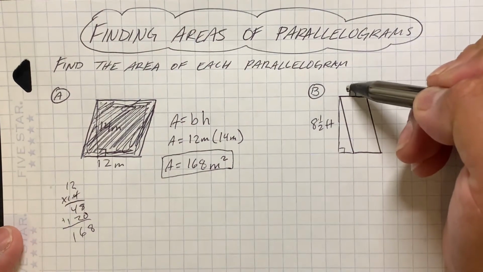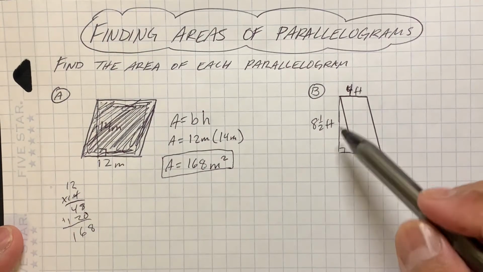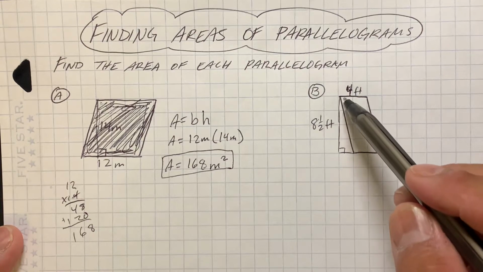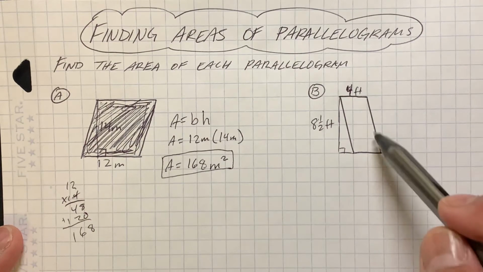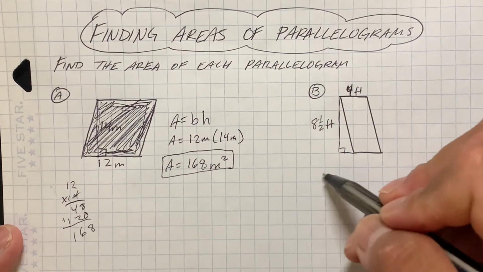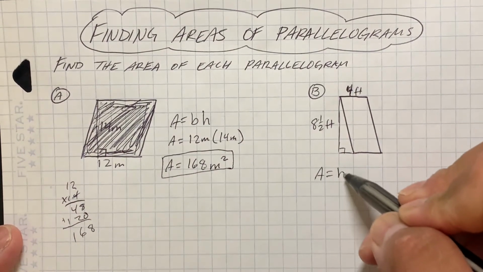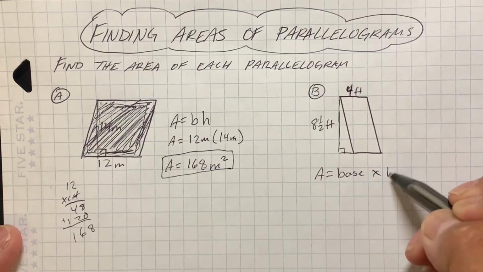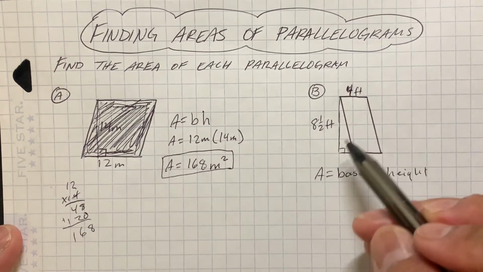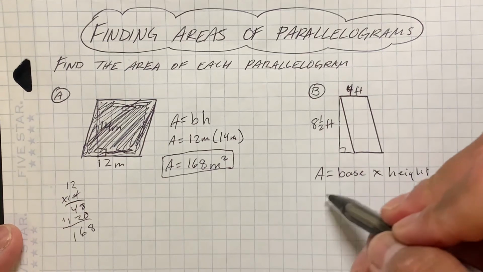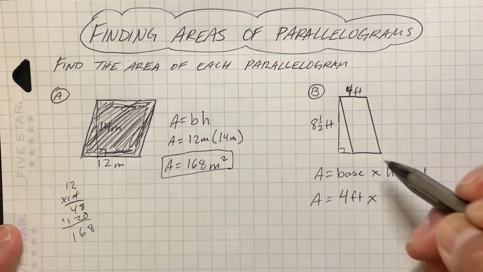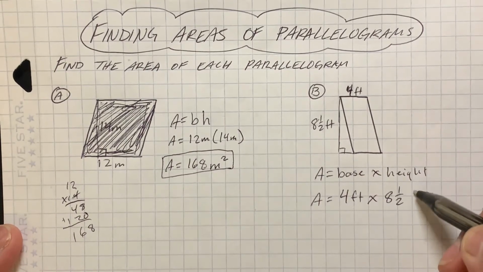Up top, you see 4 feet, and then the height is going to be 8.5 feet. The top side matches the bottom side, so this is also 4 feet. Again, write the formula. That's the first step. Area equals base times the height, which is the same thing over here. The base here is going to be 4 feet. Area equals 4 feet times the height, 8.5 feet.